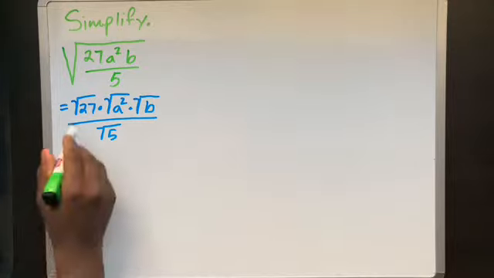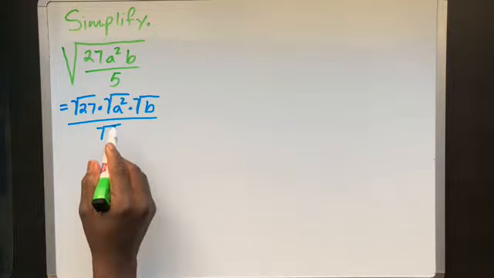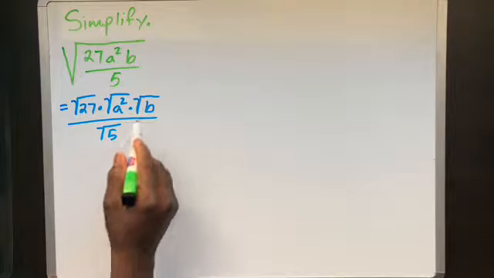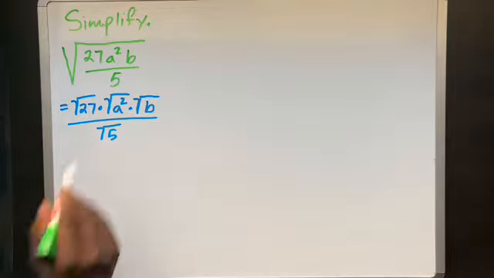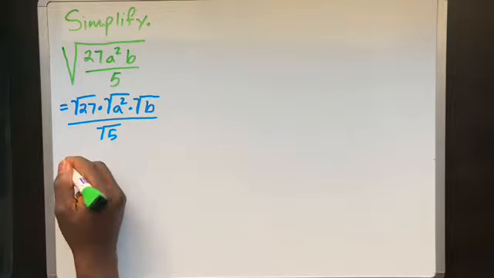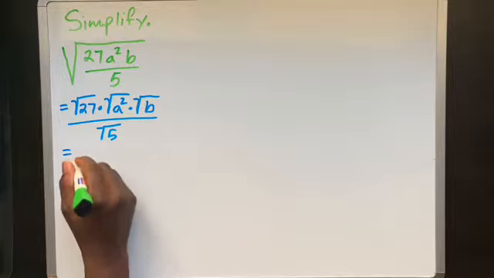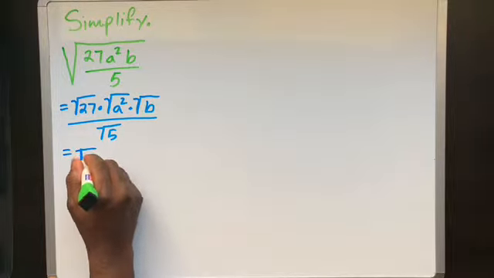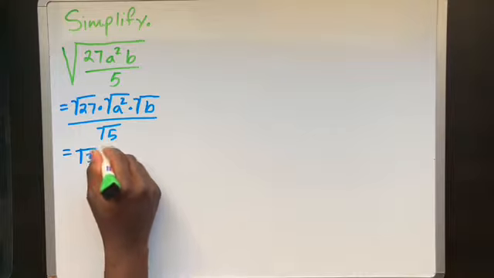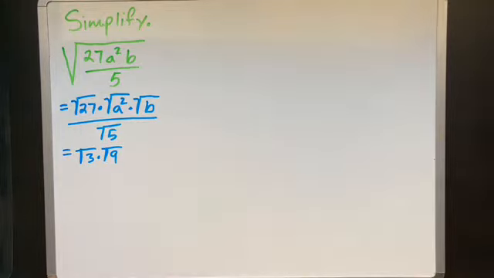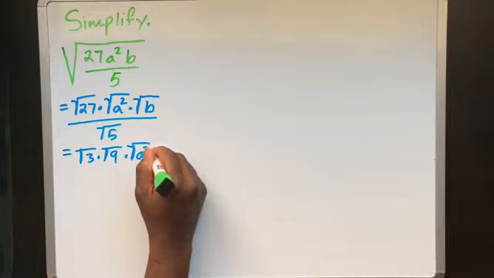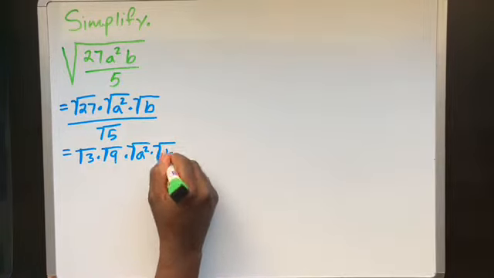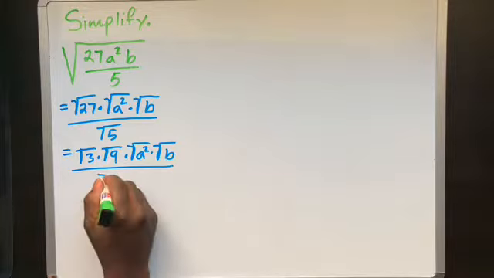So I'm going to rewrite 27 where I can have a perfect square. This is not a perfect square, square root of 5. Square root of b is not a perfect square, but square root of a squared is, because the square root of a squared is a. So I got a perfect square right here. So let's go ahead and rewrite this. I'm going to rewrite it as the square root of 3 times the square root of 9, there it is, times square root of a squared times square root of b all over square root of 5.